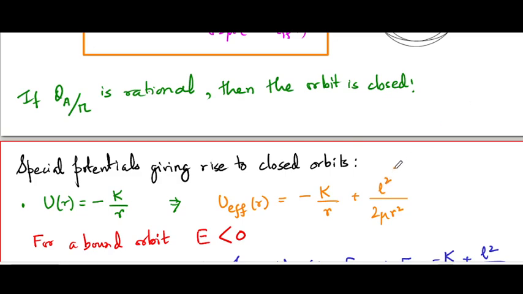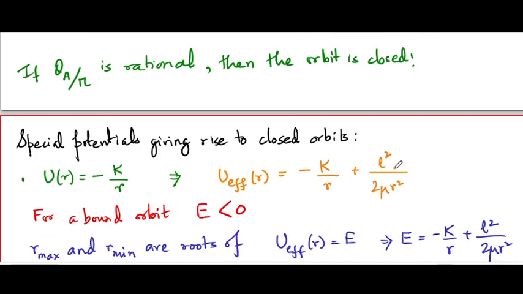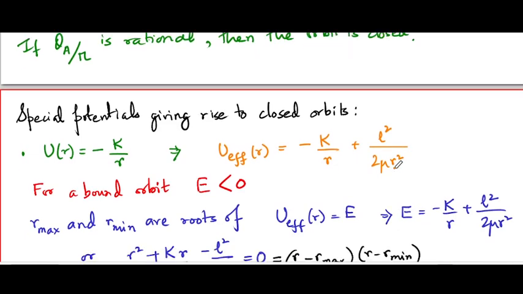Now, for a bound orbit, we have E, the total energy, as a negative quantity. And Rmax and Rmin are the two roots of U effective R equals E. From what we had argued in the last lecture, it should be obvious that you will have two roots for this equation U effective R equals E only if the energy is less than 0. For positive energies, you have only one turning point and the orbit is unbound. So, U effective R equals E is the equation you have to solve to find out Rmax and Rmin.